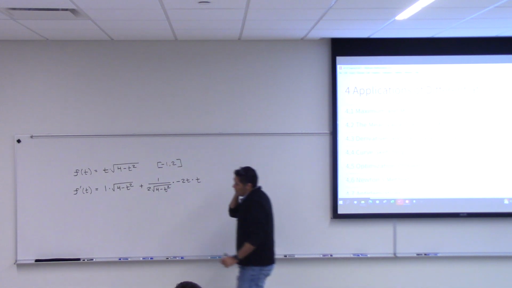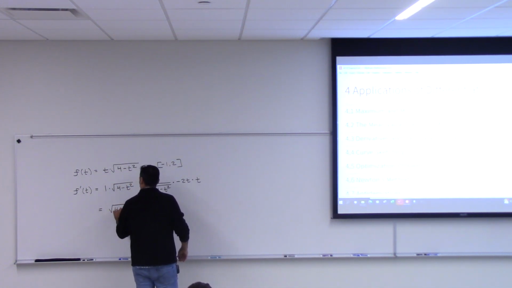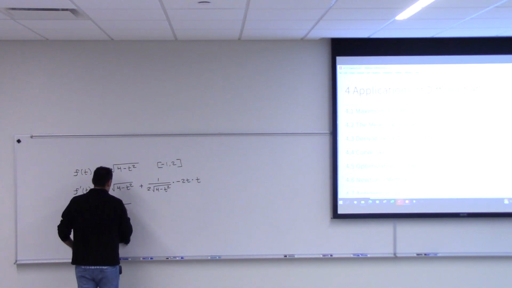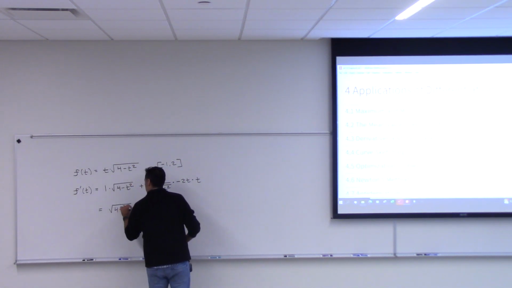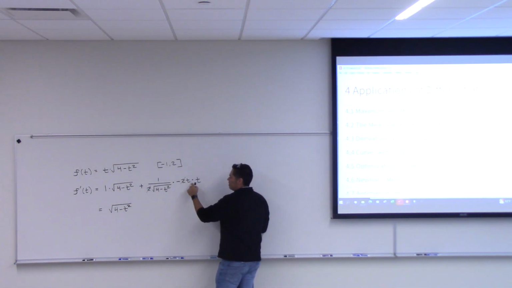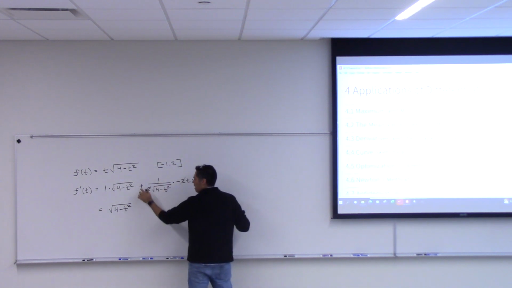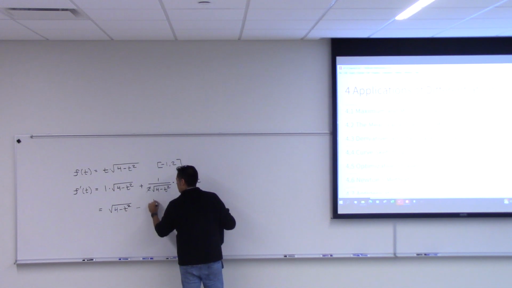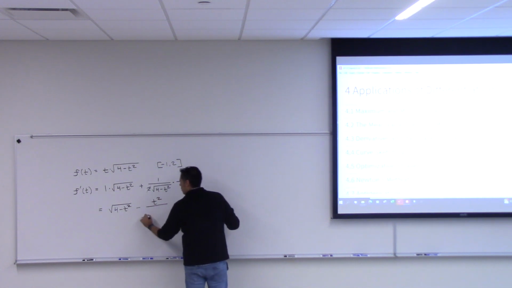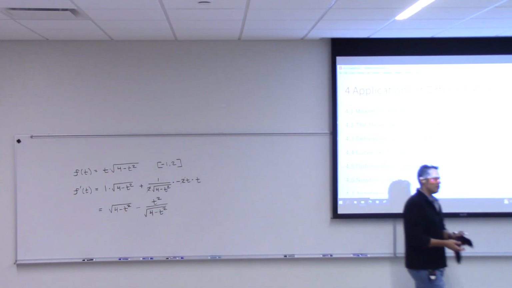So cleaning up first, I don't need the 1, so I can just write this minus t squared. And then here, I'm going to take this. 2 and 2 cancel. I still have a negative, and then t times t is t squared. So I'm going to put t squared on top, and I'm going to turn this to a minus. So minus t squared over square root of 4 minus t squared. Questions there? That's just pretty straightforward algebra.